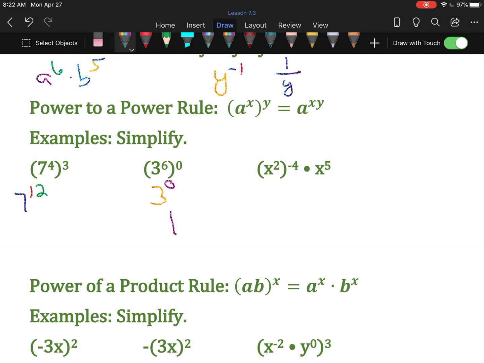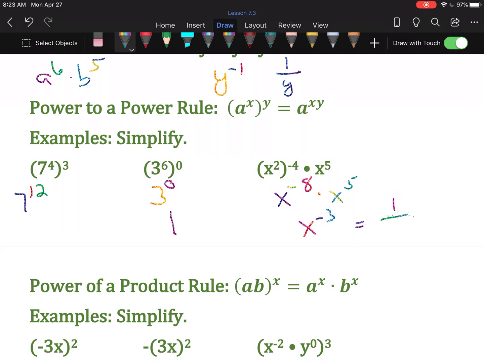Last guy here, I have x to the 2nd to the negative 4th times x to the 5th. I have both rules that we've seen so far here. So first, you want to take care of this x to the 2nd to the negative 4th. I need to have that as a single exponent. So 2 times negative 4 is negative 8. Once I have each version of x to a single exponent, I can go ahead and combine those by adding the exponents. Negative 8 plus 5 is negative 3.